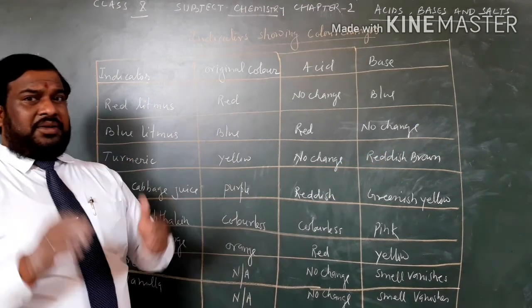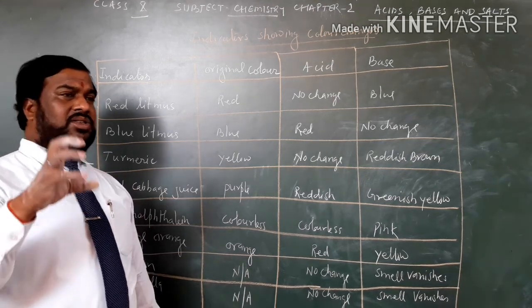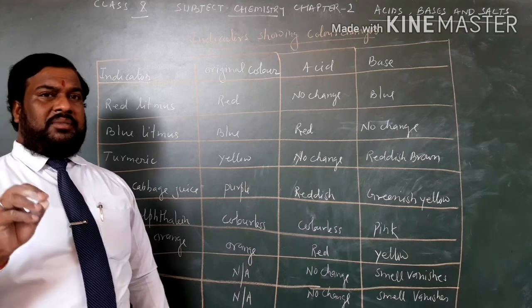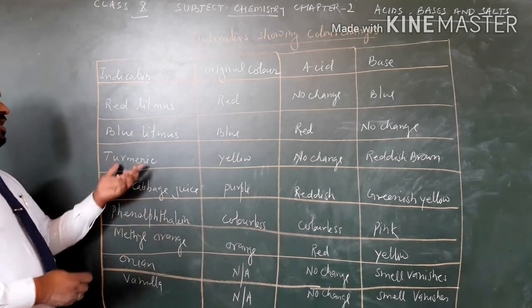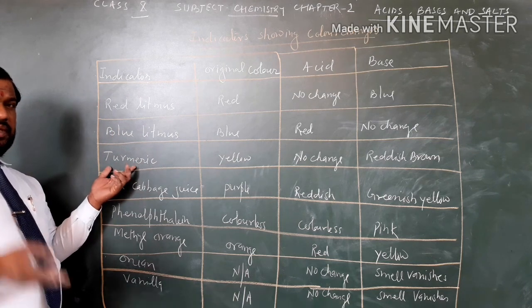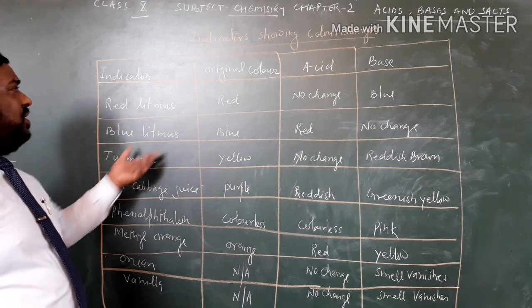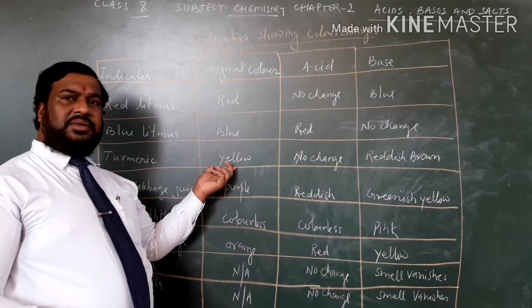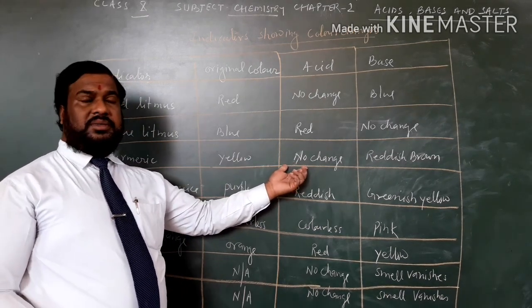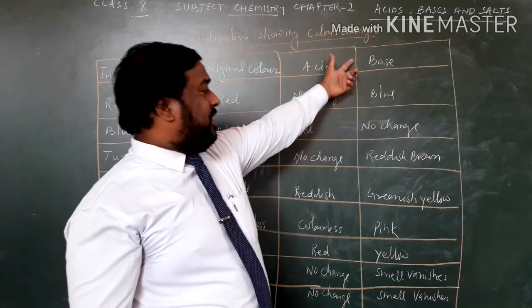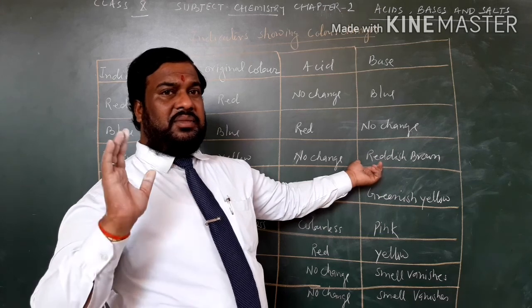Litmus is obtained from lichens, and lichens are made up of an algal component and a fungal component. Next one is turmeric. You know very well turmeric is a natural indicator. Its original color is yellow. In acid there is no change. Whenever in base, it changes to reddish brown in color.